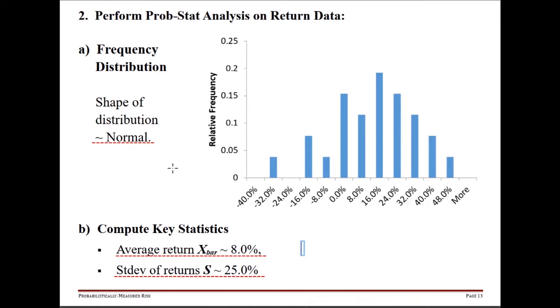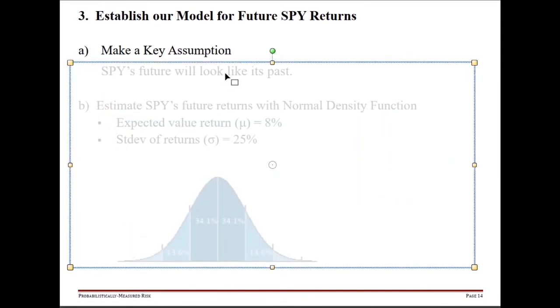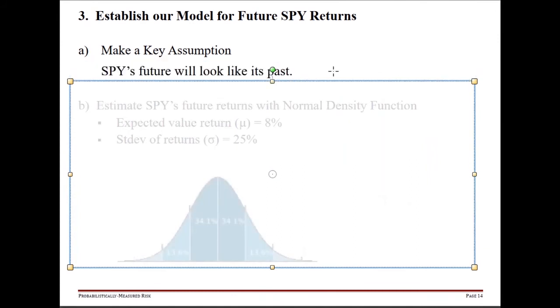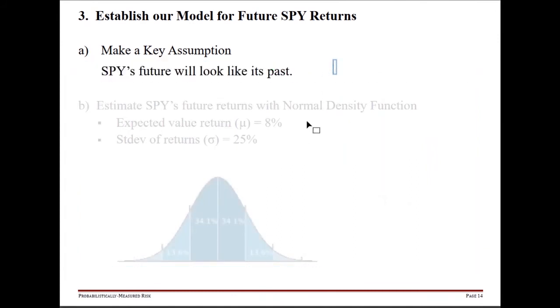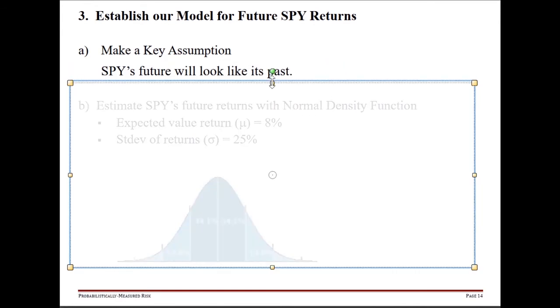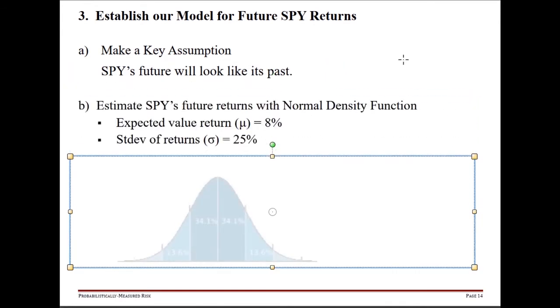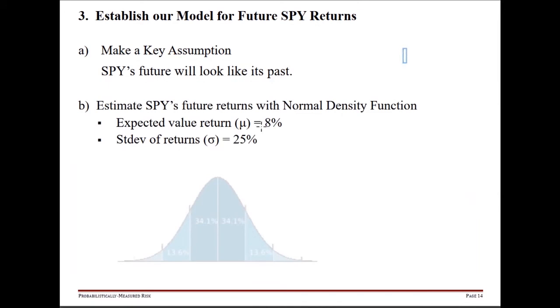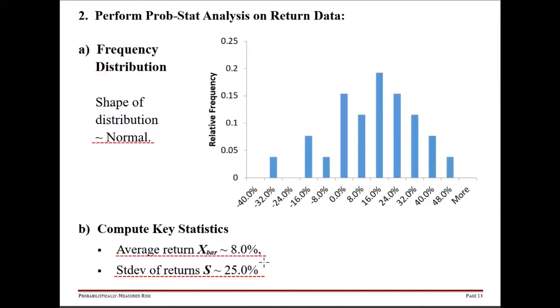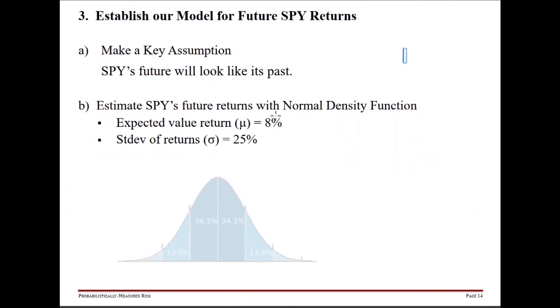Okay. But now with this assumption saying, hey, yeah, this kind of looks like normal, and these sample statistics, we can make a huge jump. Okay. And that's what we do. We say that on the one hand, the future of the spiders is going to look like the past. And on the other hand, we'll say since that sample data looked kind of normally distributed, we can model it with the normal density function.